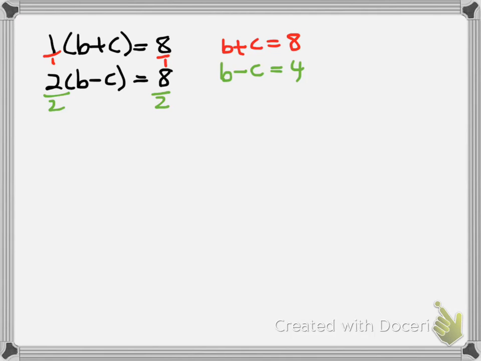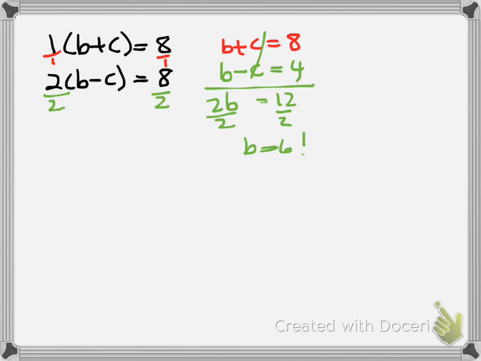Jason? Wait, but then you get B equals 12. 2B. You get 2B equals 12. Okay? All right? So that's what the problems are going to be.